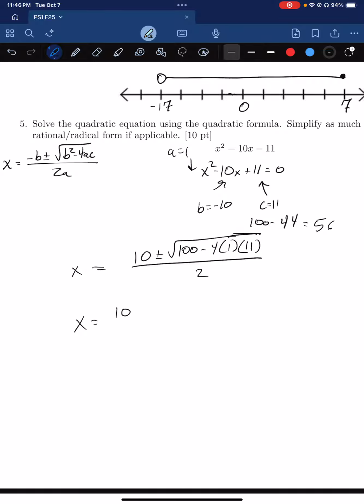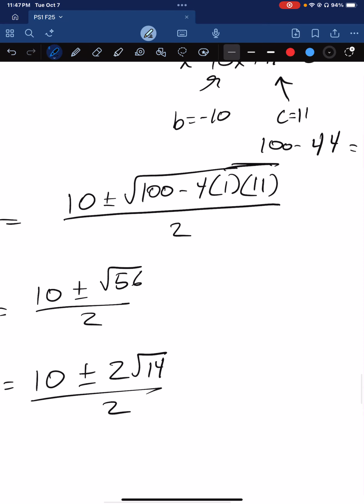So we get x equals 10 plus or minus the square root of 56 all over 2. Square root of 56 can probably be simplified because 4 goes into it. So let's see, we get x equals 10 plus or minus 2 square root 14 over 2. And I'll show how I got that.